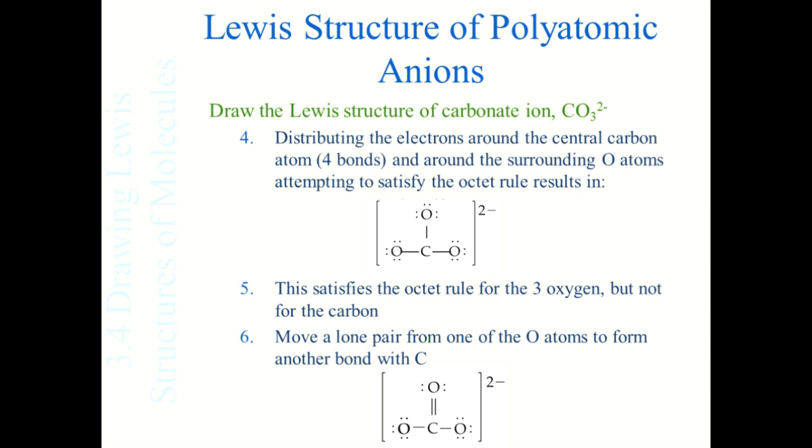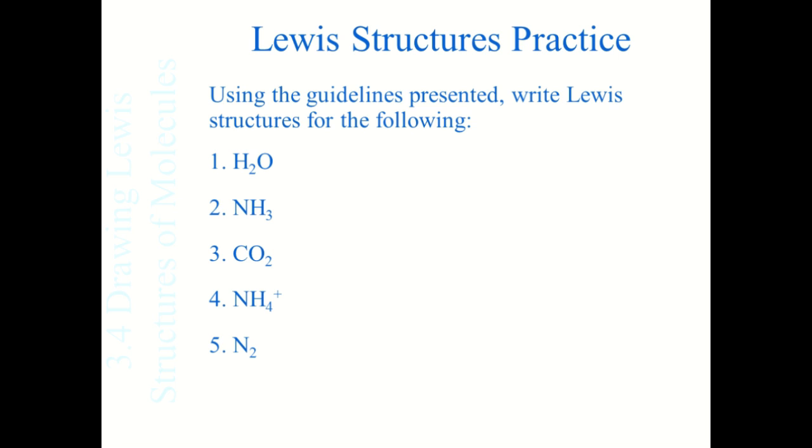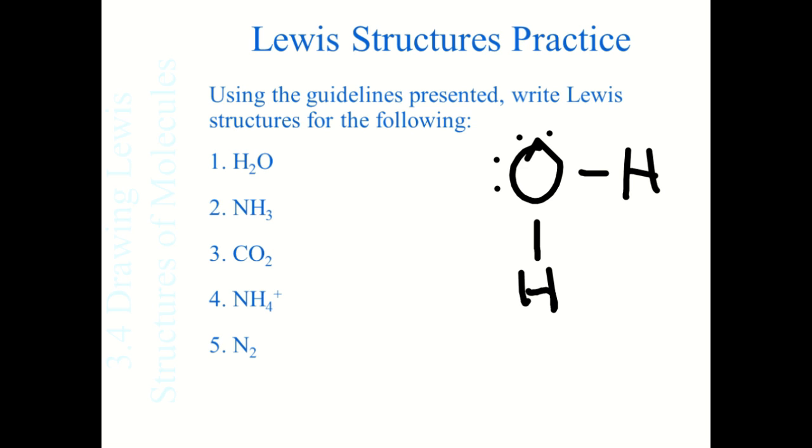So they're just going to go through carbon dioxide and carbonate. Okay. So we're going to write structures for the following. This first one, how many total electrons are in this structure? Oxygen has 6. Hydrogen has 1 each. So that's 8. Okay. So I need 8 electrons. So oxygen surrounded by hydrogen, surrounded by another hydrogen.